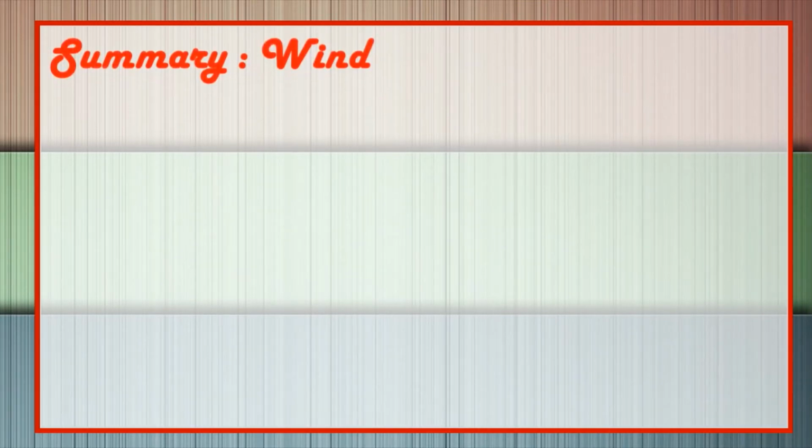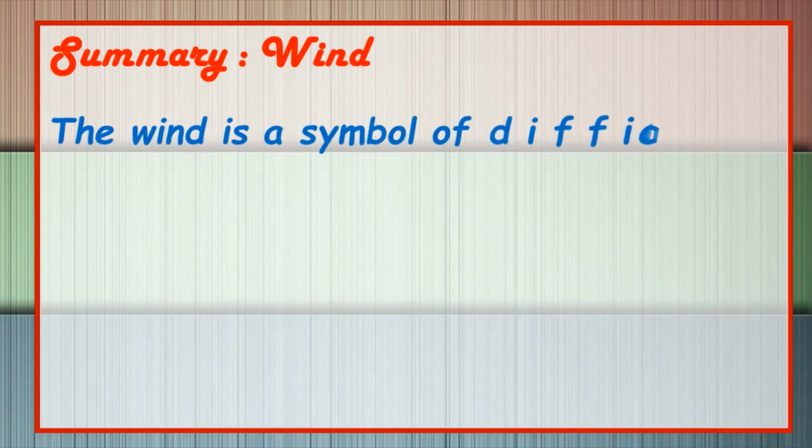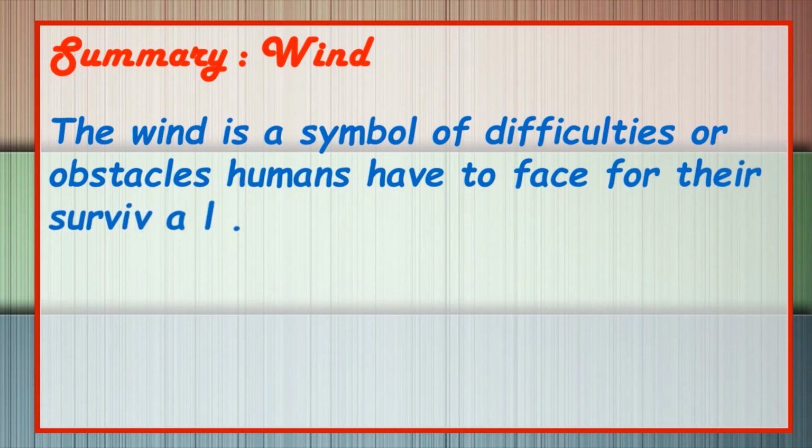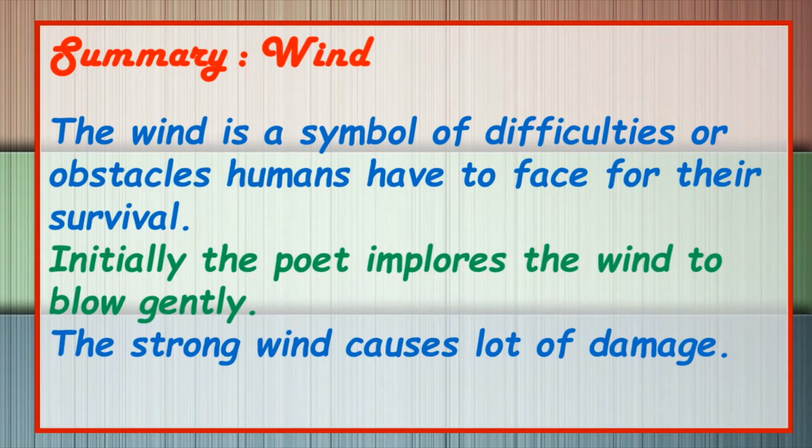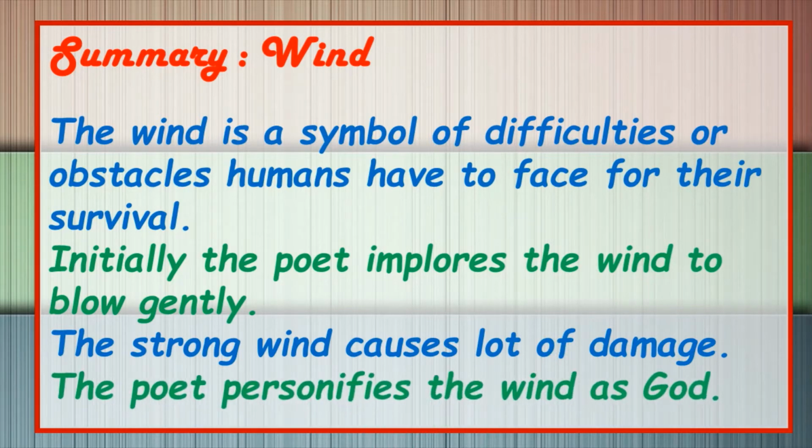Before we look at the poetic devices, let's try to summarize the poem. The wind is a symbol of difficulties or obstacles that humans have to face for their survival. When the poem begins, we find the poet imploring the wind to blow gently, but it does not agree to do so. The wind blows violently, causing a lot of destruction and devastation. In the next few lines, the poet personifies the wind as God, who separates the strong people from the weak.